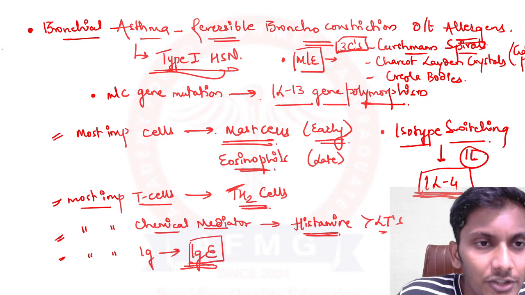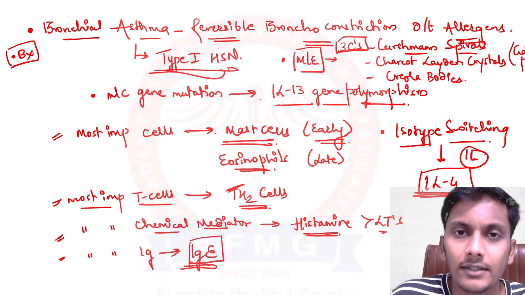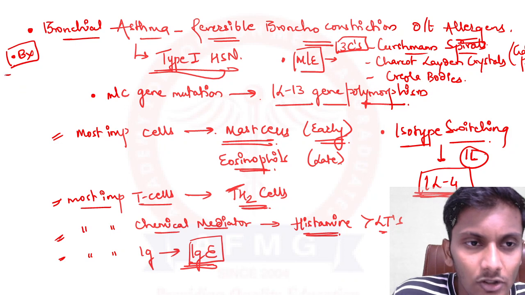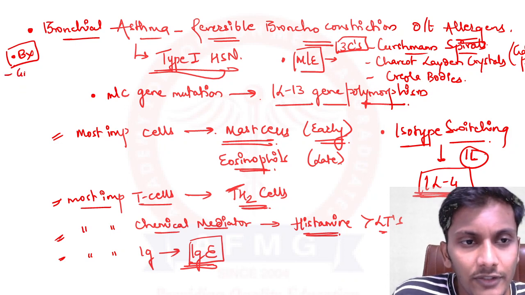Also you need to remember, if we take a biopsy of the airway in cases of bronchial asthma, what are the 3 features that would be seen on biopsy? Please remember, the first feature is goblet cell hyperplasia.